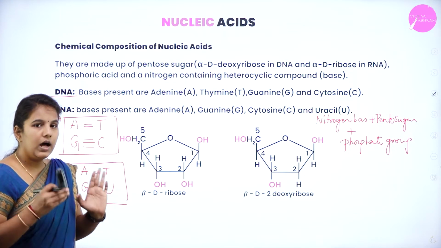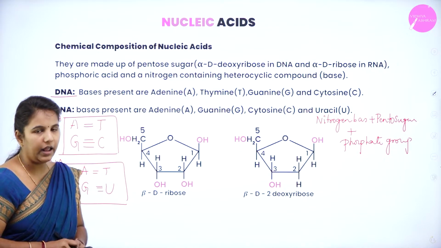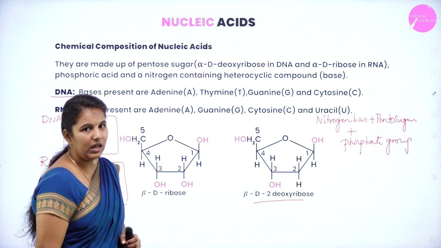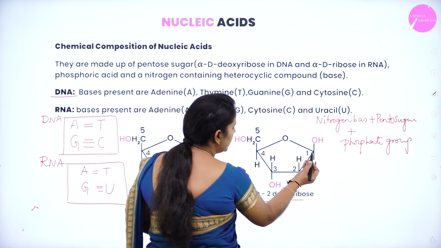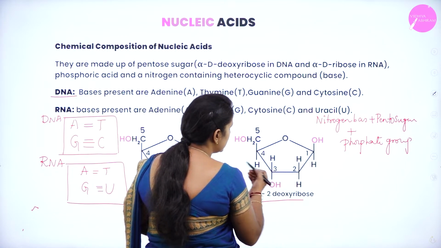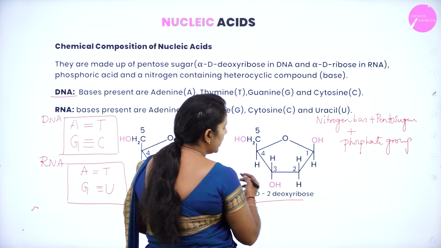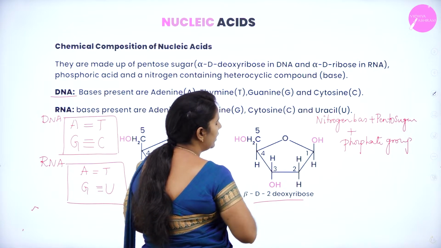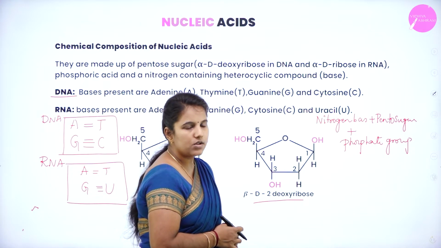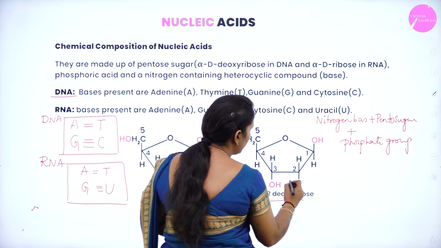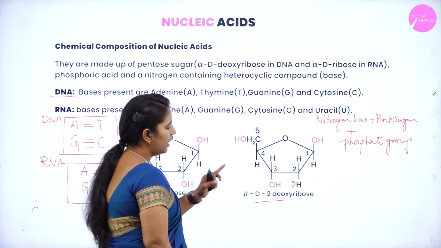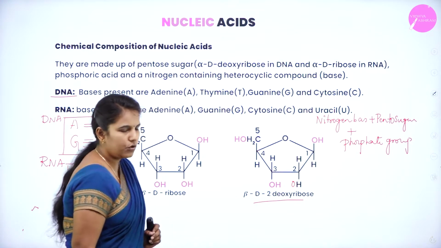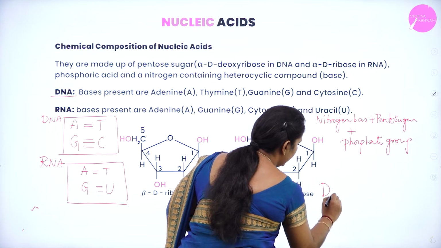When it comes to the Haworth structure of DNA and RNA, especially for the DNA, it is known as beta D 2-deoxyribose sugar. You can see that this is the first carbon atom, this is the second carbon atom, this is the third, fourth and fifth. All these carbon atoms are bonded in a 5-membered ring, and hence it is also known as furan. There is one OH up, down and down. And you can see that this carbon atom is having CH2OH, and this structure is for DNA.